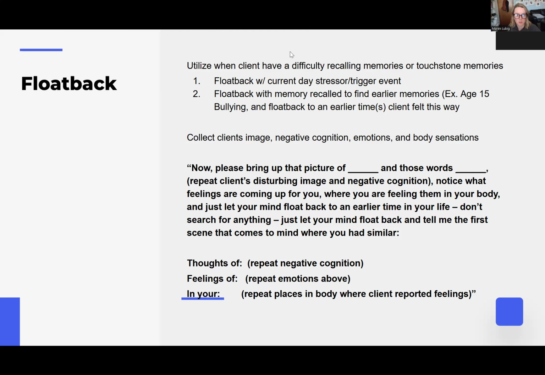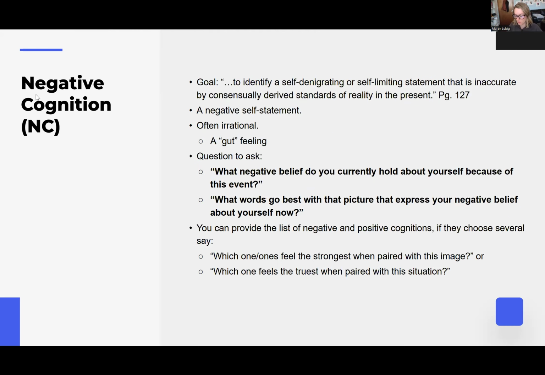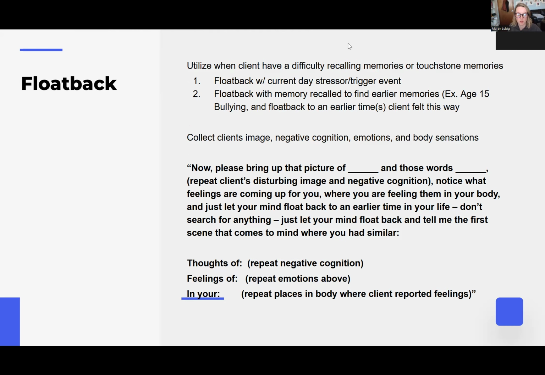Because many, if not most, of our clients are going to have a more difficult time just recalling memories off the top of their heads, a float back allows them to sink into the network. We're gathering some information related to that network, allowing them to find earlier times they felt that way.